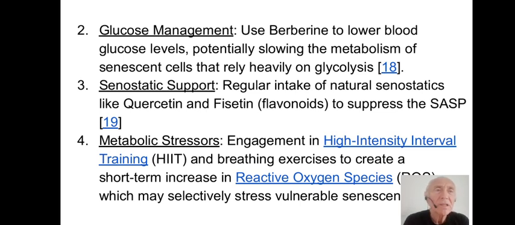So senolytic support: regular intake of natural senolytics like quercetin and fisetin to suppress SASP. Yeah, highly recommended. Quercetin, both, and fisetin especially.